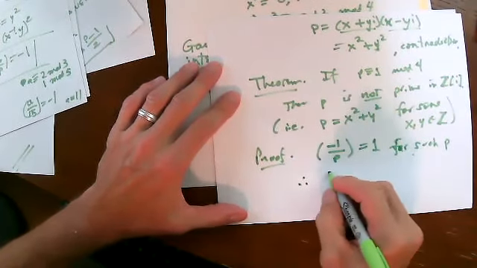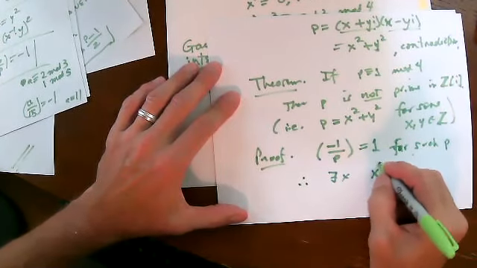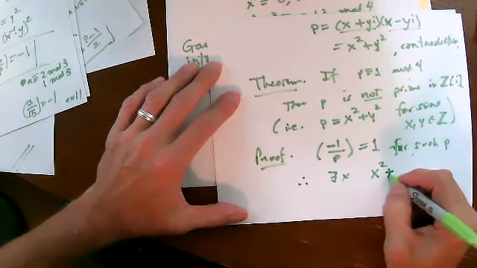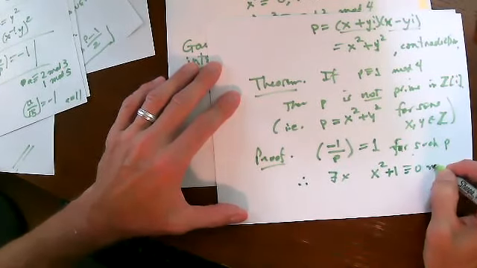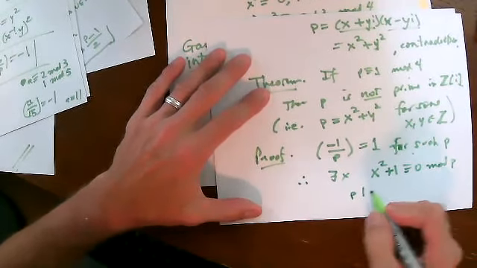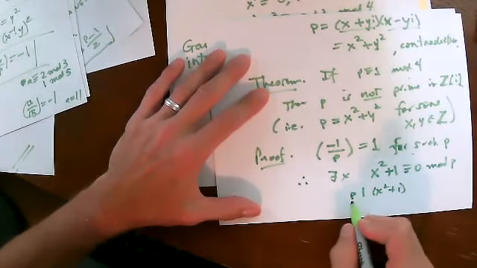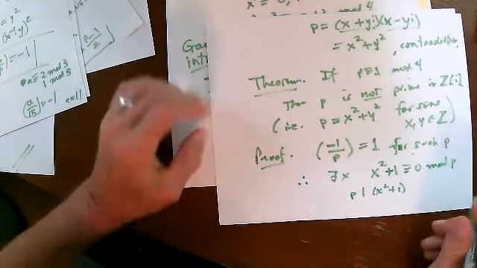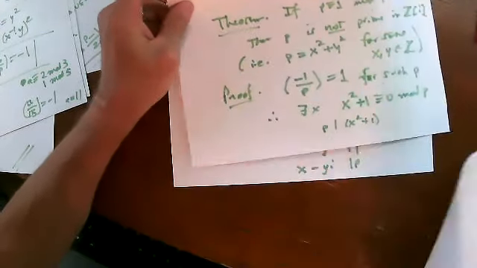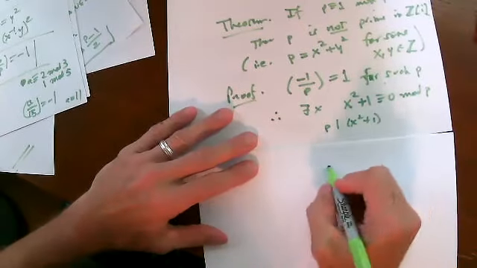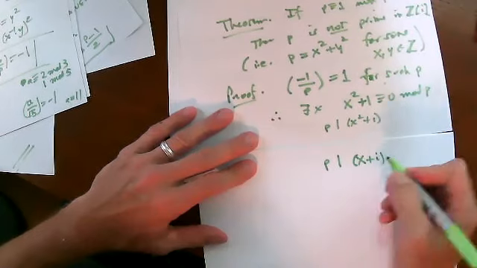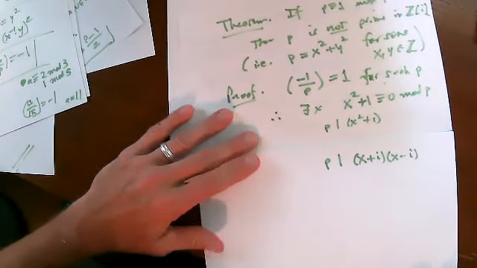Which means that there does exist an integer x that has the feature that x squared is congruent to -1 modulo p, or in other words, x squared plus 1 is congruent to 0 modulo p. Well, that means that p divides x squared plus 1. You can find another integer to multiply p by to get x squared plus 1. Now, if I write that out in the Gaussian integers, that allows me to factor this right-hand side as x plus i times x minus i.